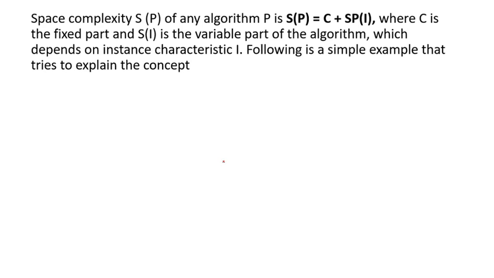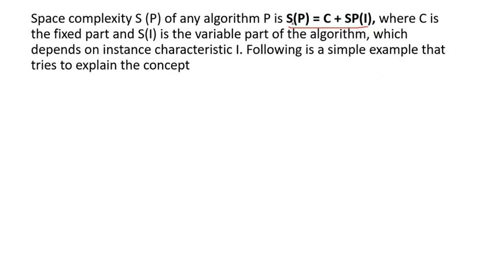Okay, for the space complexity we have a formula. Space S of P of an algorithm is S of P equals C plus S of I, where C is the fixed part, means constant, and S of I is the variable part of an algorithm. S of I is the part of a variable which depends on instance characteristics, with I being instance characteristics.